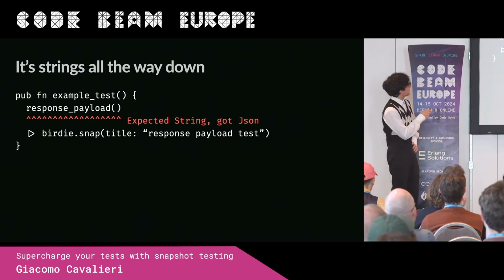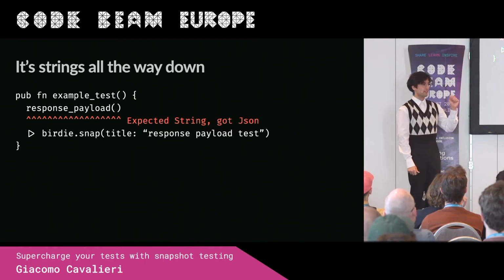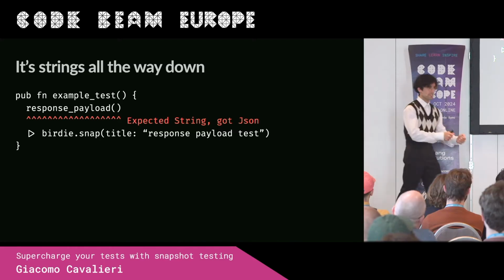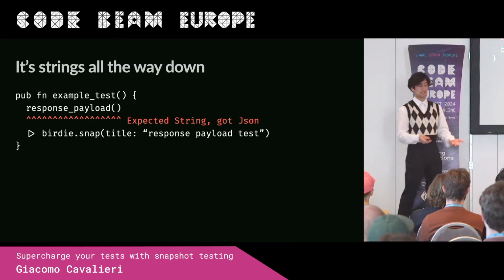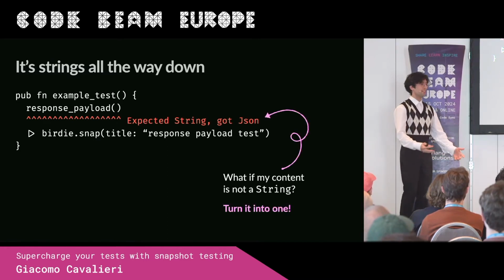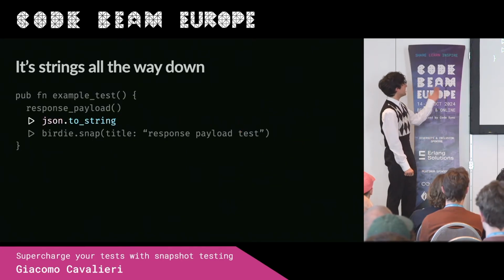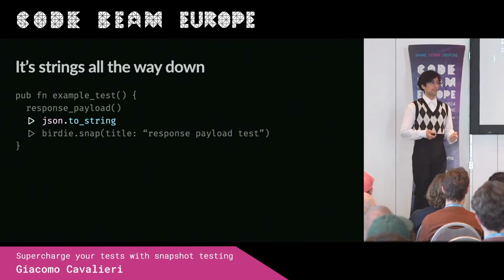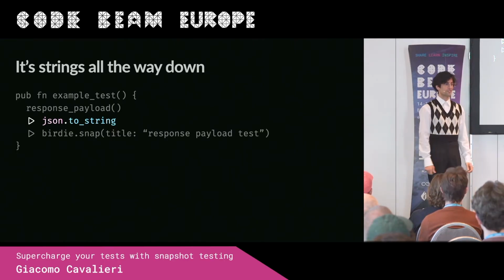You're trying to feed the birdie snap function a JSON, but it actually wanted a string. So what should you do if your data is not a string? If you want your snapshot testing to be working with a list, with a dictionary, a custom type, Gleam has custom types. Well, the answer is turn it into one. It might not be totally satisfying, we'll get to it. But here, for example, what we need to do is add another step to this pipeline. And first, turn the JSON into a string so that it can finally be fed into the snapshot testing function.